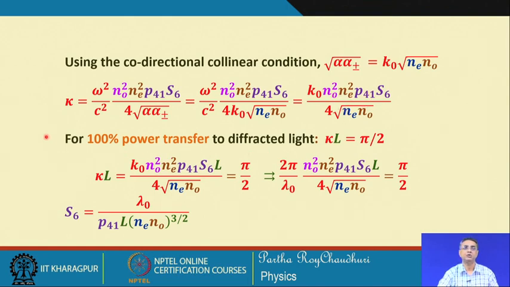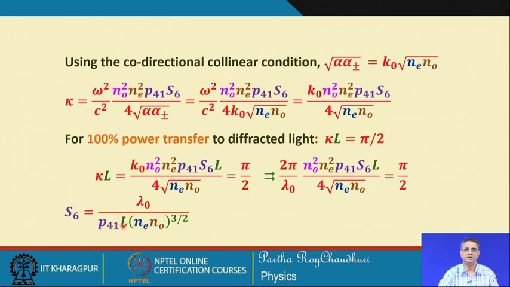For 100% coupling, this quantity kappa into L must be equal to pi by 2. We have seen this in the waveguide coupling, small Bragg angle coupling, for periodic exchange of power from the incident wave to the optical wave. So if we use this condition, then because this is equal to pi by 2, pi cancels, and then you end up with this expression for S6, which is equal to lambda 0 by this quantity. And you see all the quantities are known.